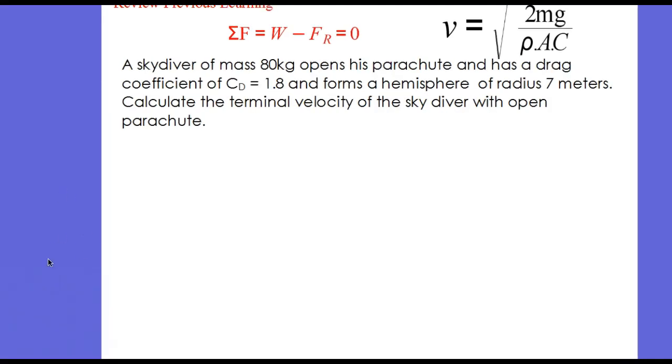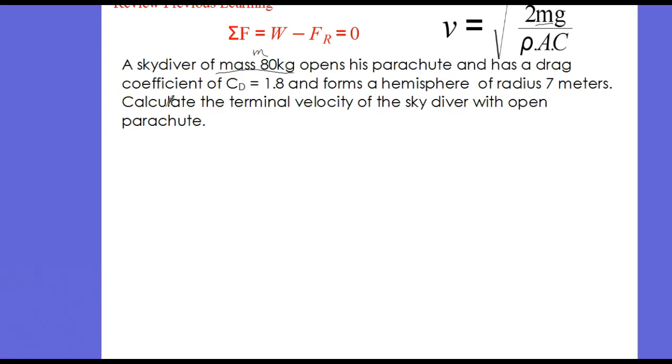Very good. 17.2. Who has got something similar to 17.2 meters a second? A little bit different? That's all right. Let's just check to see what we would get. Now, let's identify some of the key parameters. M refers to mass. Very good. So we talk about a mass of 80 kilograms.